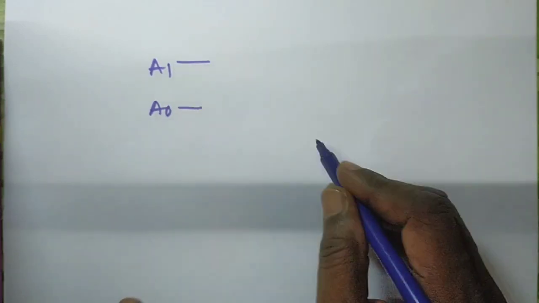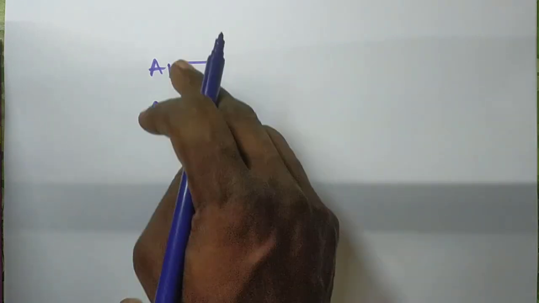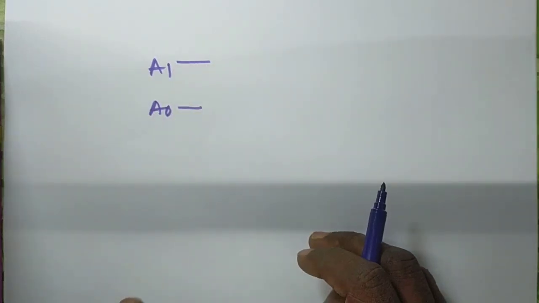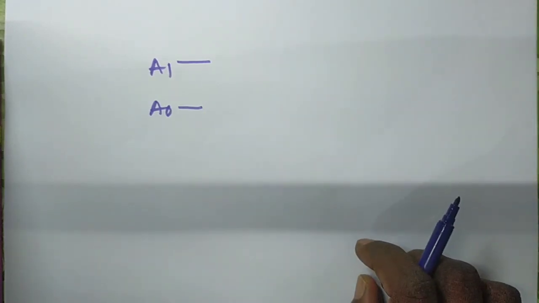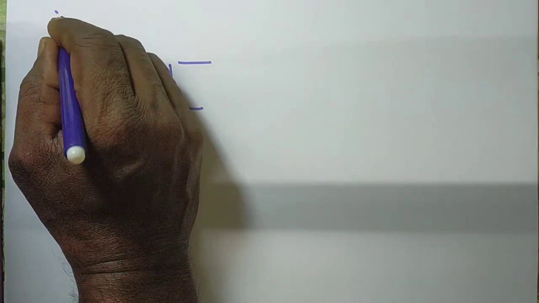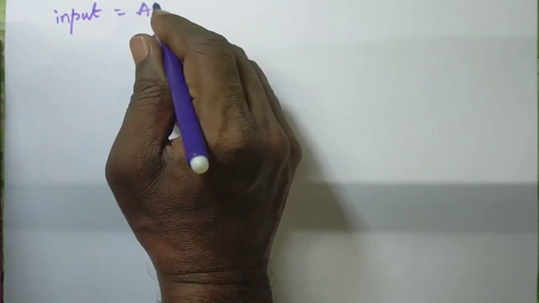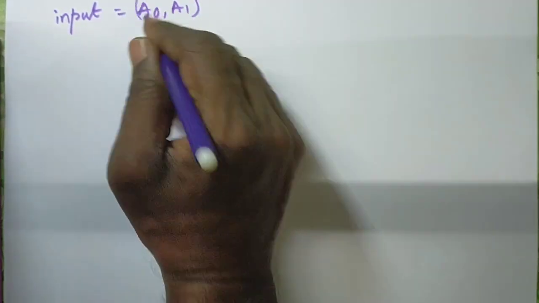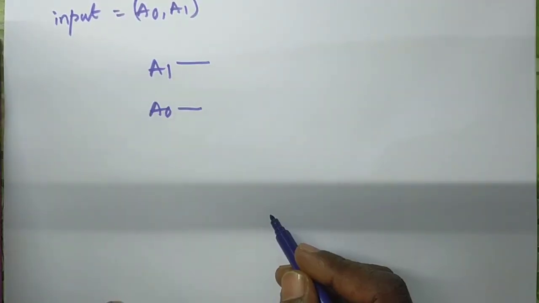Two inputs we will consider, then how many outputs can we get? That is 4 outputs, because we consider only two inputs. So obviously we can get 4 outputs. How do we get these 4 outputs? Let us consider the 4 outputs as D. Let the inputs be considered as A0 and A1.